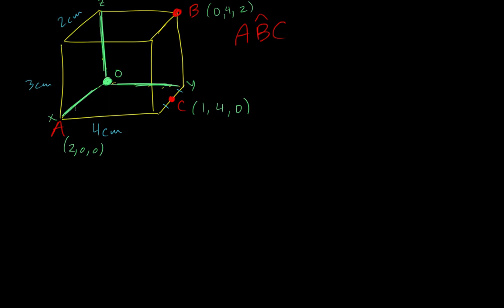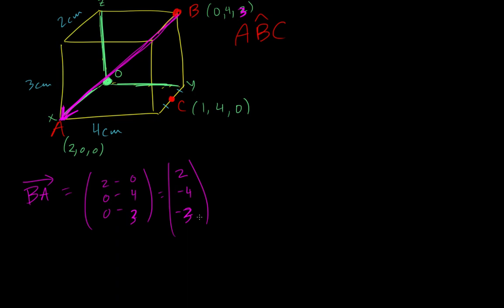And so we're going to draw a vector that goes from B to A. And if we do that, we're going to take A, which is 2, 0, 0, minus B, which is 0, 4, 2. We simplify that, that's 2, negative 4, negative 2. Oh, this should have been a 3, because we went up 3. Sorry about that. So that's a 3, so that's a 3. Okay, so we found BA.